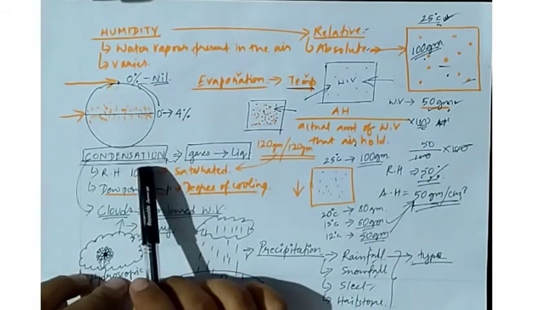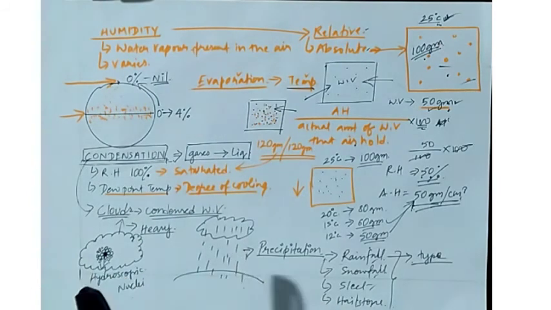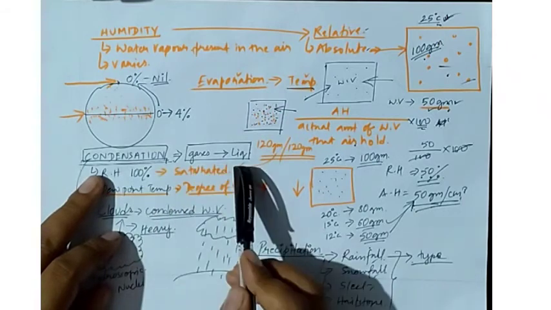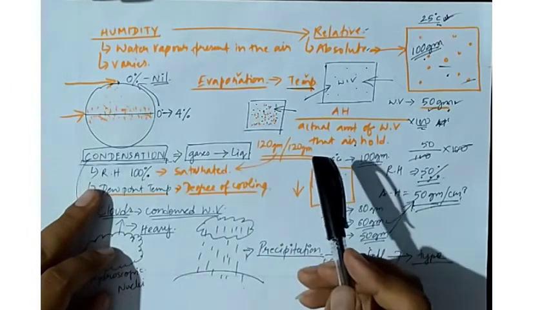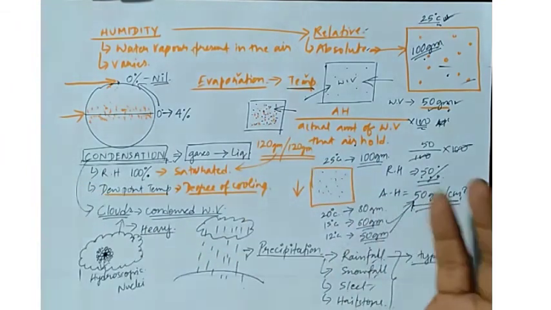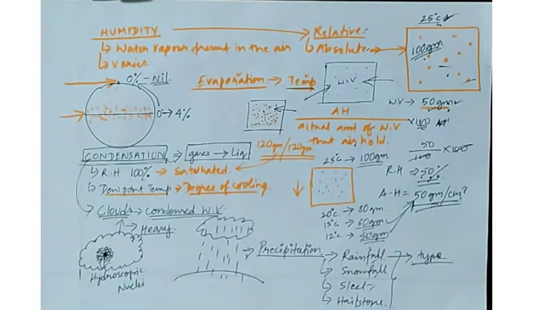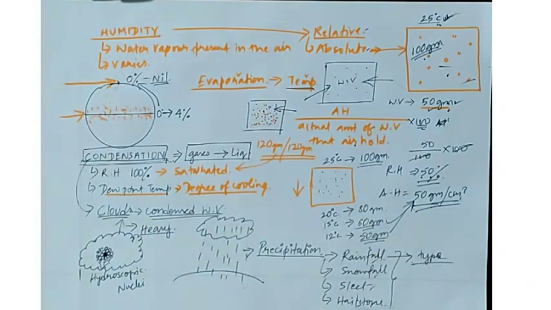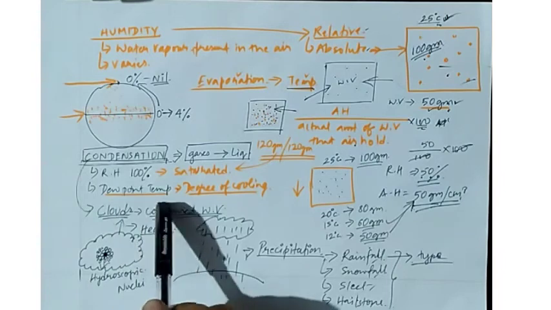Now next is your condensation. The condensation topic has been completely excluded from the syllabus, but still I'm going to do a small briefing of the topic. So condensation means the process in which the gaseous state will change into the liquid state. That means water vapor, the gas, will change into the liquid form. This process is known as condensation. For the process of condensation, two factors are really important, that is your relative humidity and the dew point temperature.